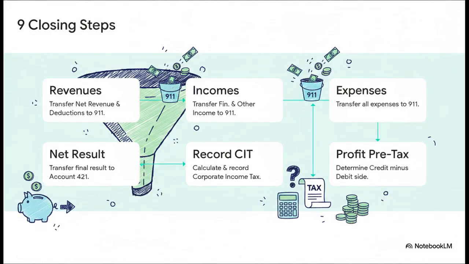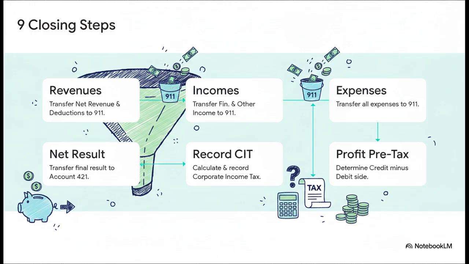To fill that funnel, we follow 9 precise closing steps. We systematically transfer over our revenue deductions, net revenue, financial income, other income, and then the expenses. We take a quick pause at step 6 to determine our profit before tax. If we're in the green, we record the corporate income tax, transfer that, and finally transfer the ultimate result.